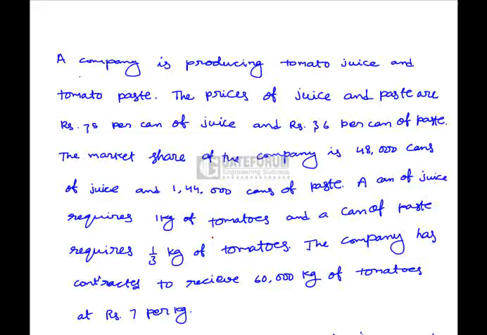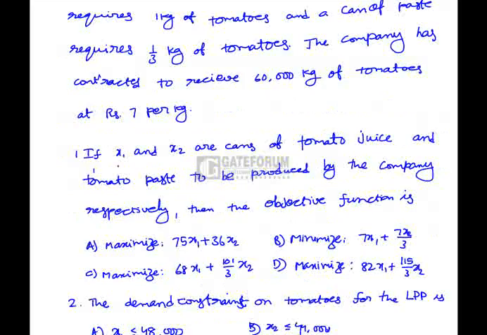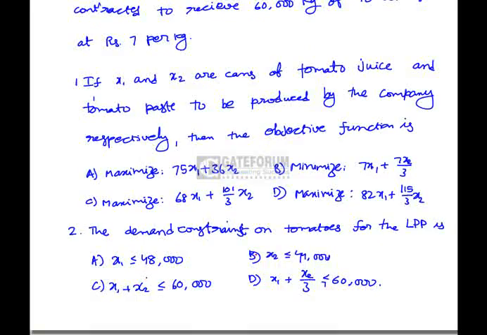Here it is a common data question. It consists of two questions. The first question is, if x1 and x2 are cans of tomato juice and tomato paste to be produced by the company respectively, then the objective function is. And the second question is, the demand constraint on tomatoes for the LPP is. Here are some options of constraints.